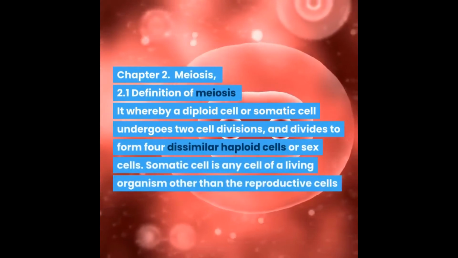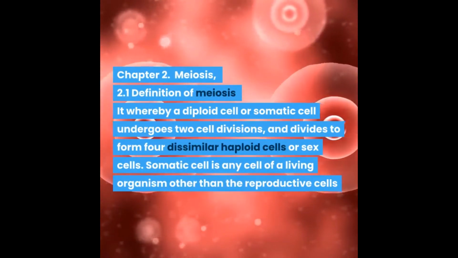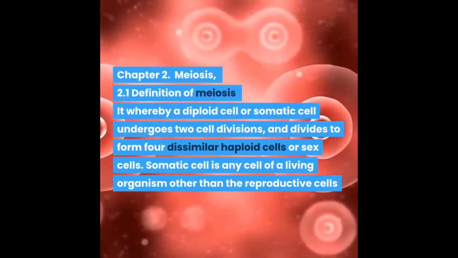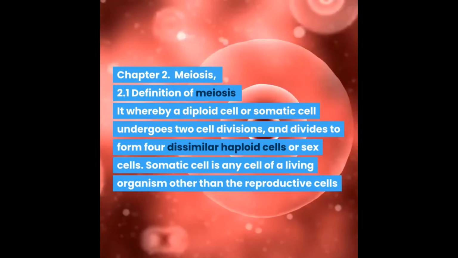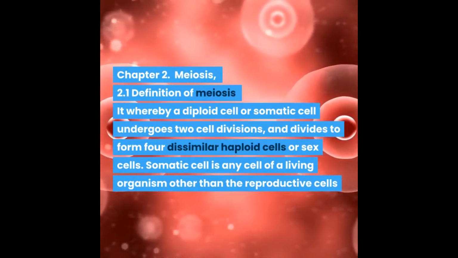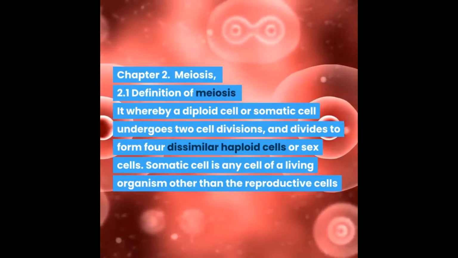Chapter 2. Meiosis. 2.1 Definition of meiosis: it is a process whereby a diploid cell or somatic cell undergoes two cell divisions and divides to form four dissimilar haploid cells or sex cells. A somatic cell is any cell of a living organism other than the reproductive cells.